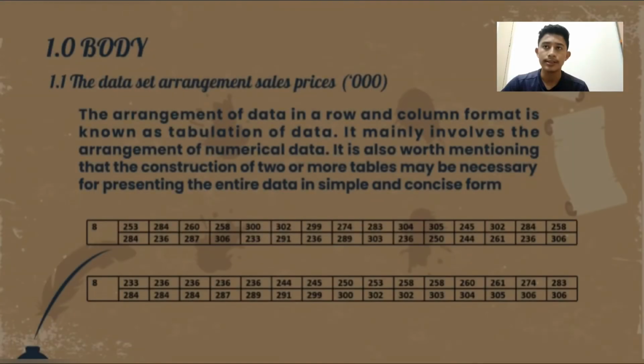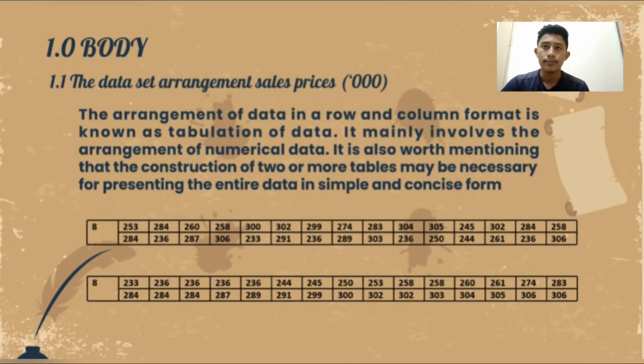Data set arrangement, sales price. The arrangement of data in a row and column format is known as tabulation of data. It mainly involves the arrangement of numerical data. It is also worth mentioning that the consideration of two or more tables may be necessary for presenting the entire data in simple and concise form.